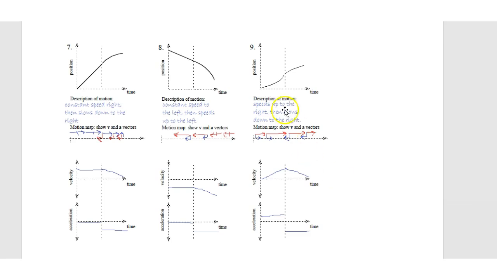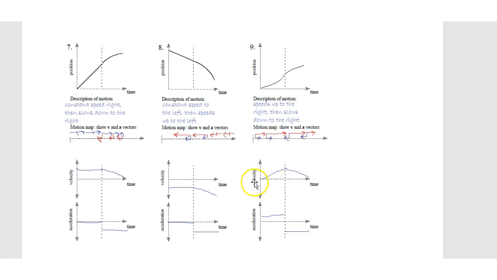And finally, number 9. Number 9 has 2 things going on. We're getting steeper, and then we're leveling out. So we're speeding up, and then we're slowing down. And all of this is positive, so that means we're always moving to the right. So on my motion map, I drew arrows getting bigger, and then arrows getting smaller. When they get bigger, your acceleration goes in the same direction. So when we're speeding up to the right, our acceleration vectors are to the right. When we slow down to the right, our acceleration vectors have to be in the opposite direction, to the left.